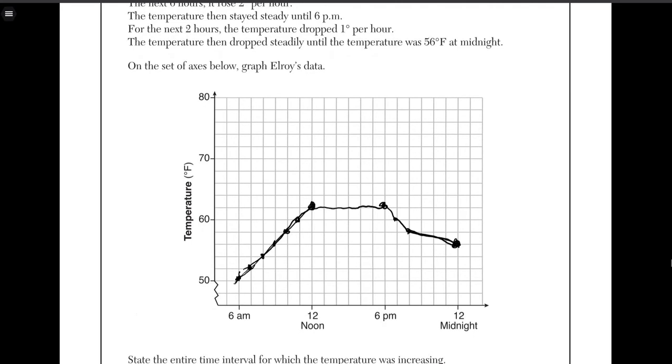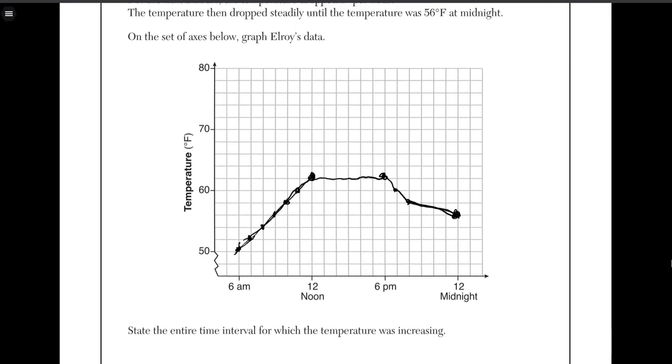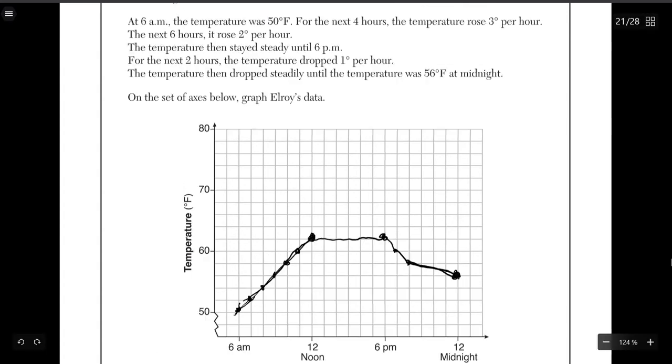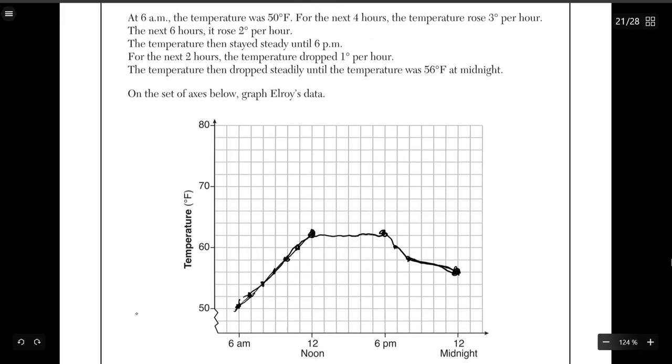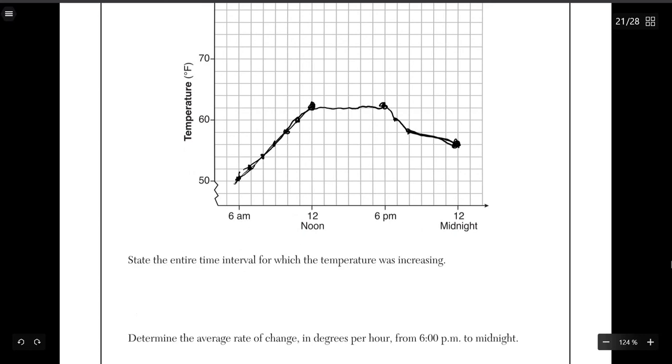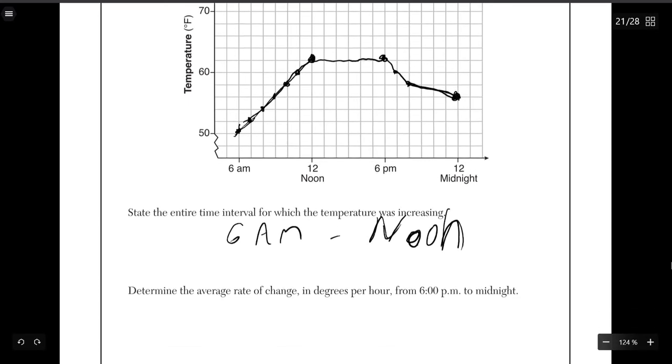Okay, graph Elroy's data. Okay, that we did. State the entire time interval for which the temperature was increasing. Okay, well, obviously, it was only increasing from 6 a.m. to 12 noon, right? All the other time periods, it either stayed steady or dropped varying degrees. So, 6 a.m. to noon. Okay, determine the average rate of change from 6 p.m. to midnight.